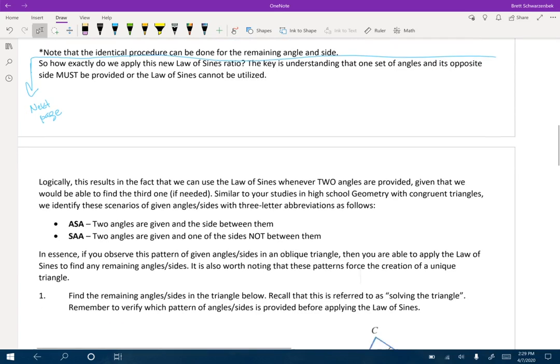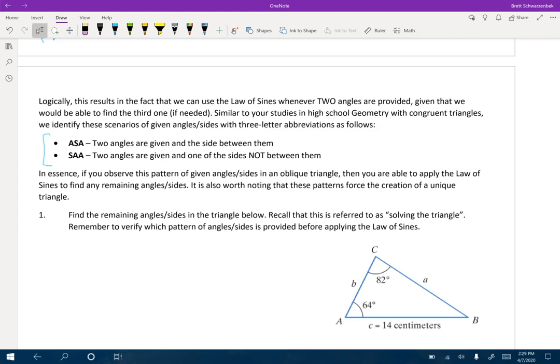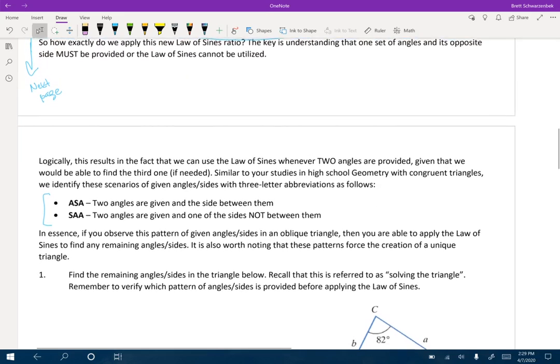Now, if you remember from geometry, we had little side angle abbreviations like you see over here, ASA, SAA. They were provided when you were doing congruent triangles. Well, we use the same types of abbreviations whenever we're dealing with triangles that are oblique, and we need to determine if we're going to use the law of sines or not. Any triangle that fits this pattern will allow you to use the law of sines. So I'm just going to give you a small example here.